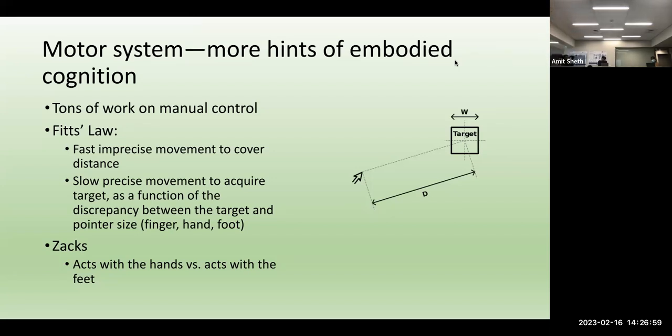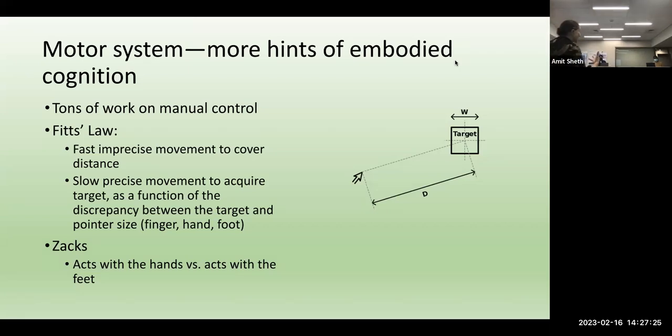Now, interestingly enough, subsequent work on this determined that we really needed to refine the equation according to the size of not just the target pointer. If you're trying to hit something with your toe or your foot, that's going to be a little bit different than trying to hit something with your finger.